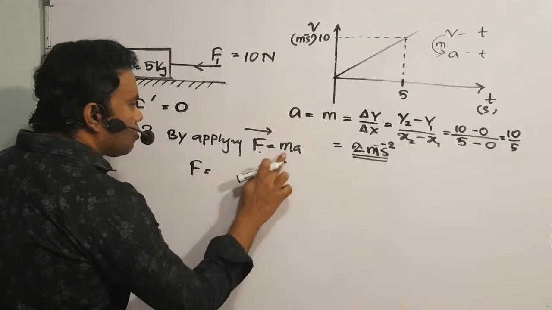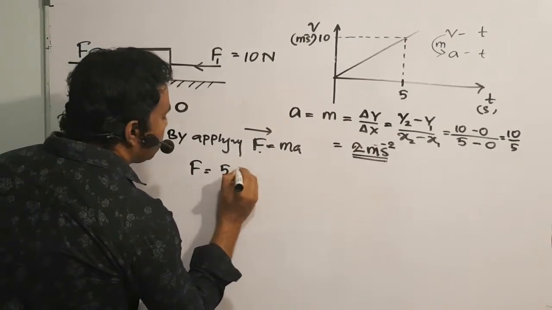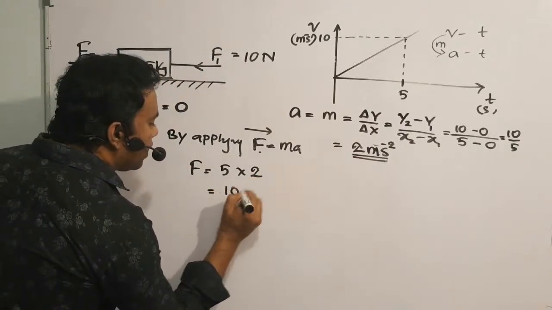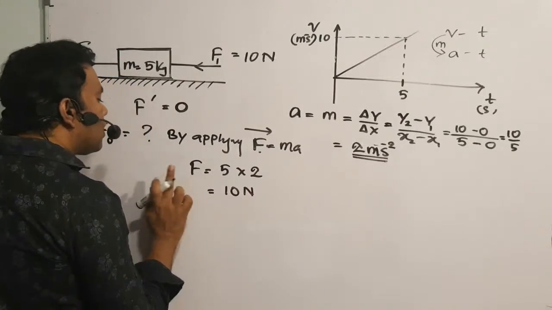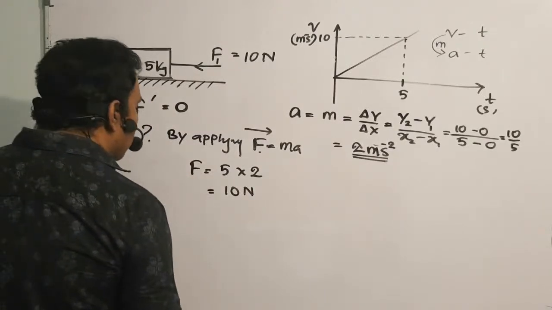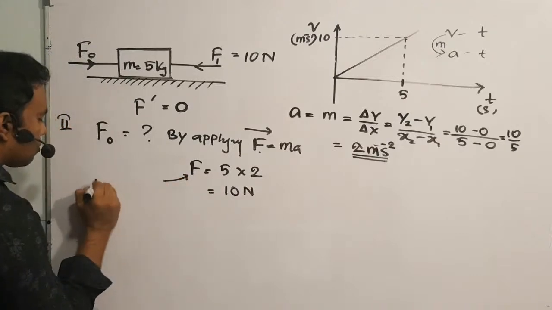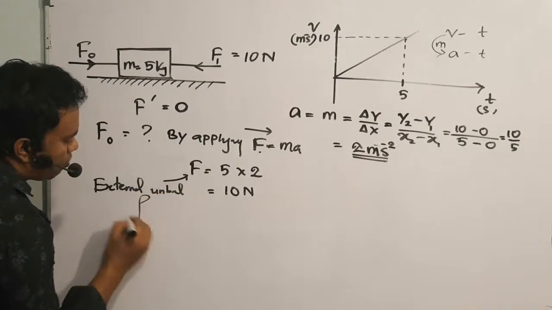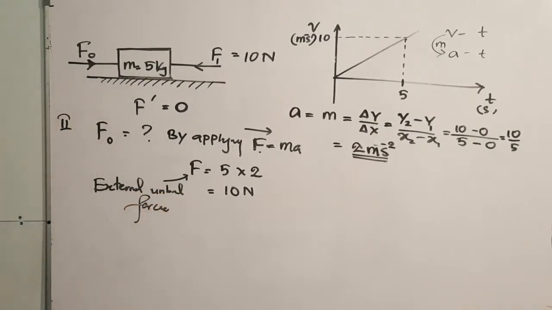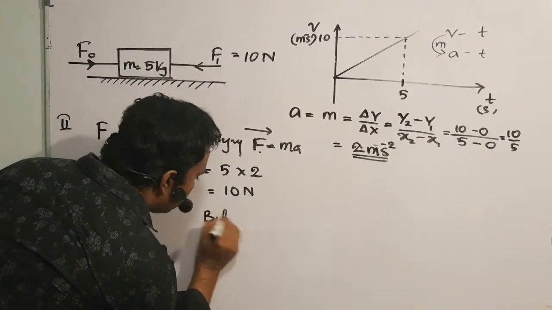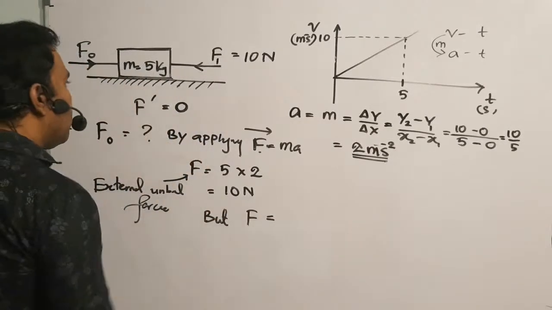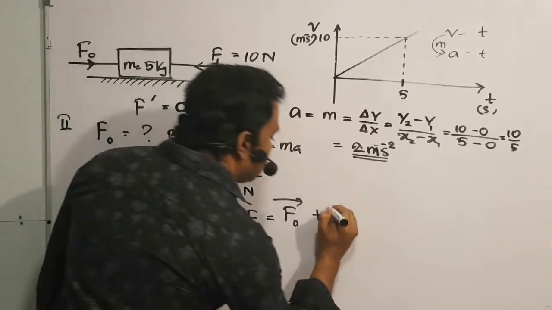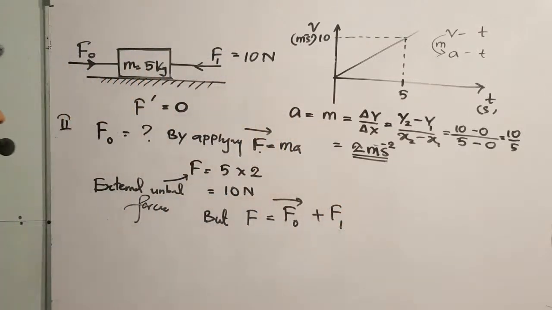F equals mass, so that's 5. Acceleration, you find that 2. So F equals 10 Newton. So this is not F naught. This is what? External unbalanced force. But you know, F equals external unbalanced force equals F naught plus F1. Okay.